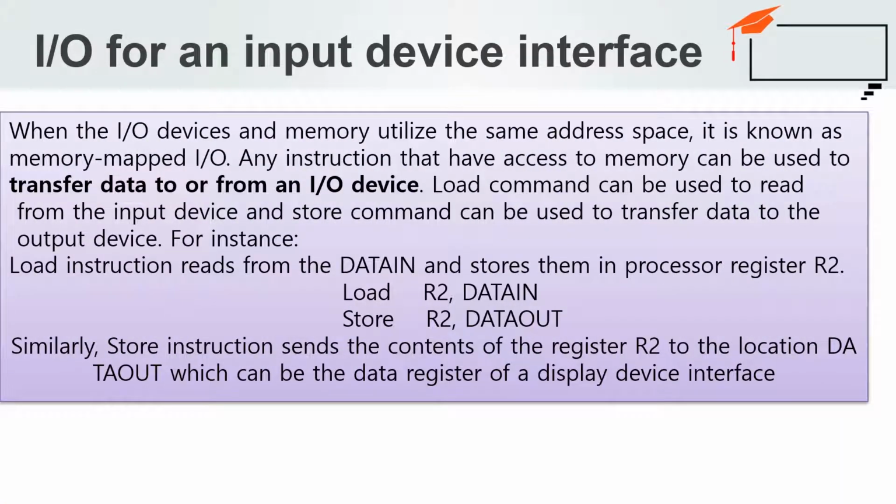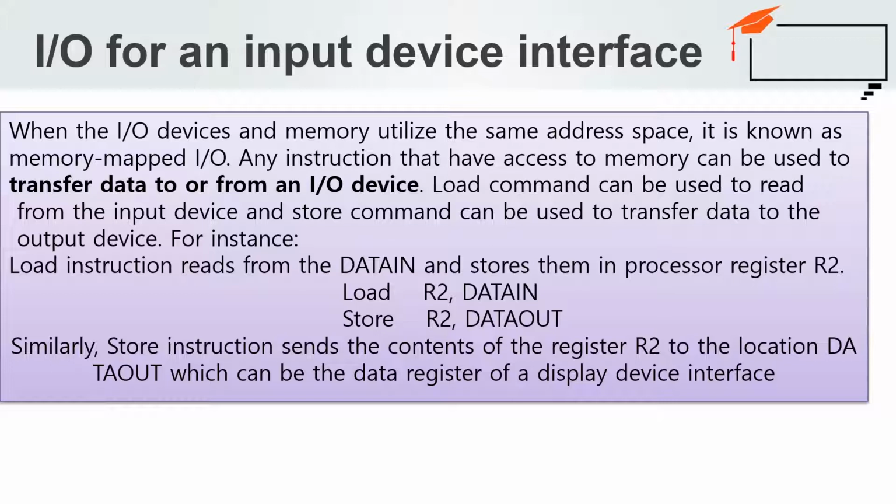When the input-output devices and memory utilize the same address space, it is known as memory-mapped input-output. Any instruction that has access to memory can be used to transfer data to or from an input-output device. The load command can be used to read from the input device, and the store command can be used to transfer data to the output device. For instance, the load instruction reads the data in and stores it in processor register R2. Load R2, data in; store R2, data out.